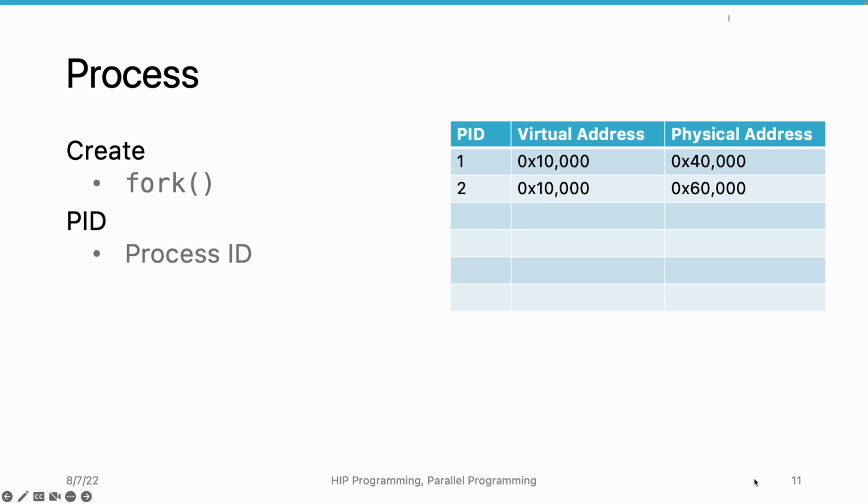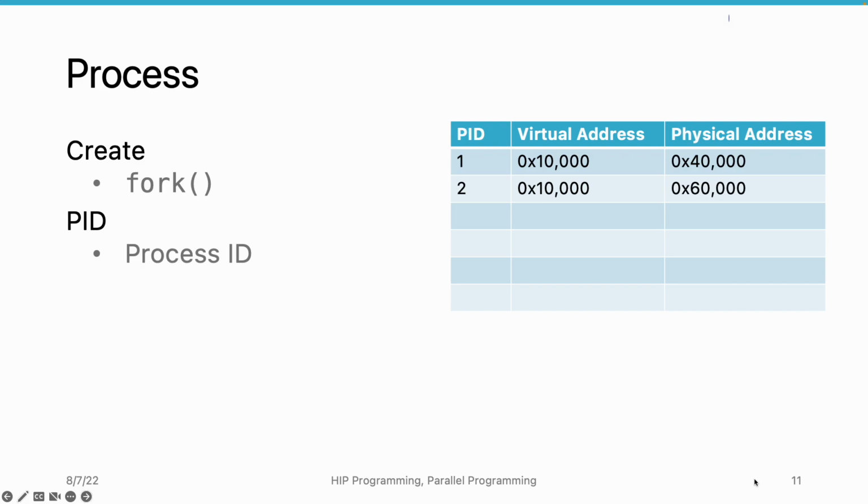Here, we have an example of a page table with 2 entries. These 2 entries both have a virtual address of 10000, but they are mapped to different physical addresses. Suppose process 1 has 2 threads and process 2 has 1 thread. Then the 2 threads in process 1 translate address 10000. They will both get a physical address of 40000. And both these 2 threads can read and write the same piece of data.